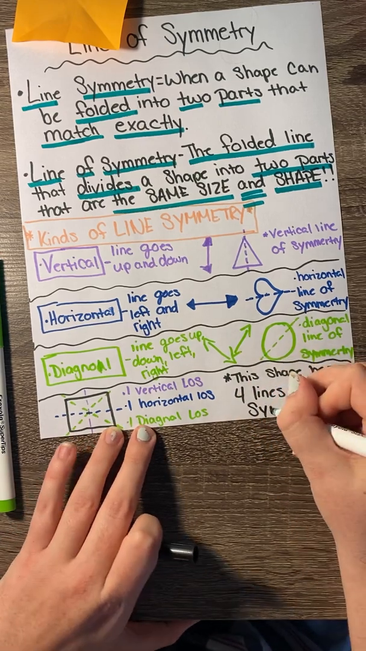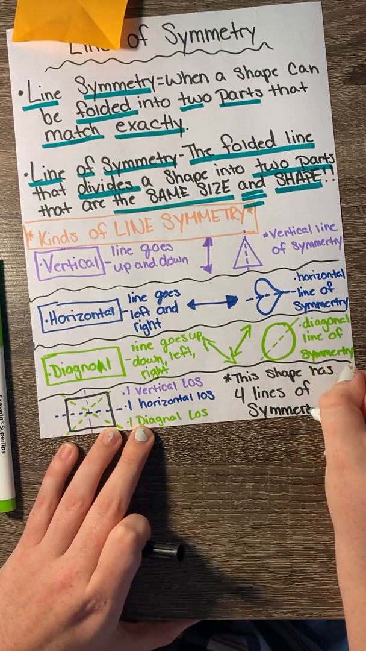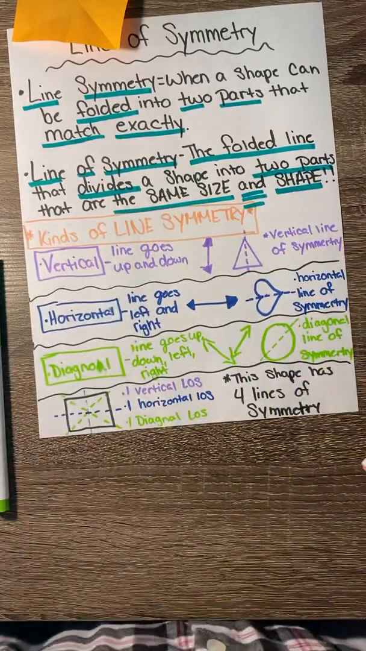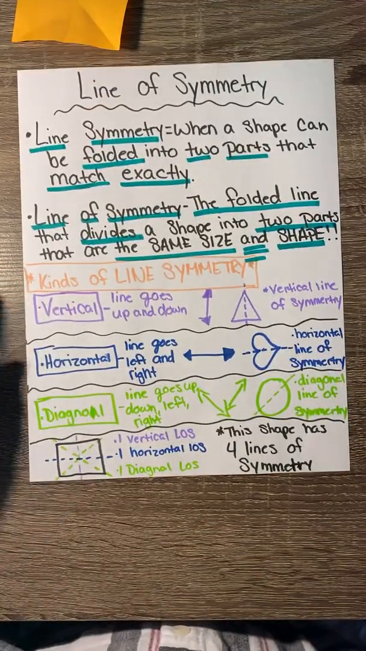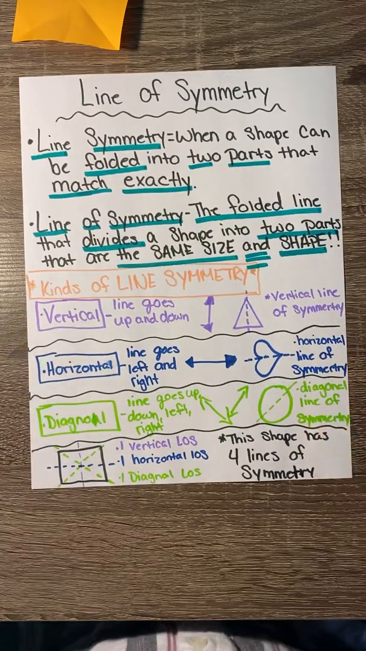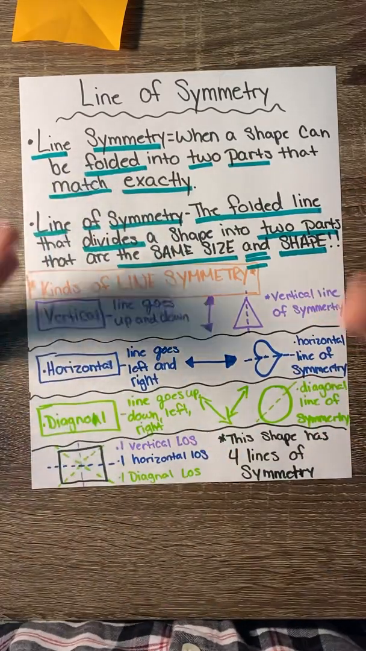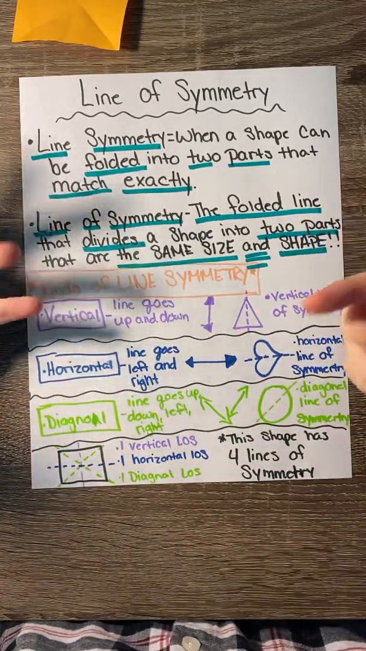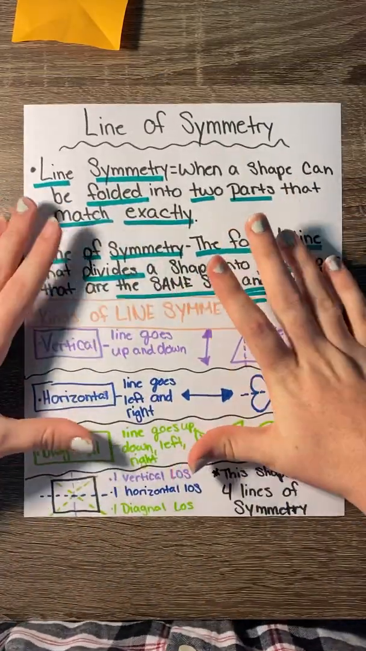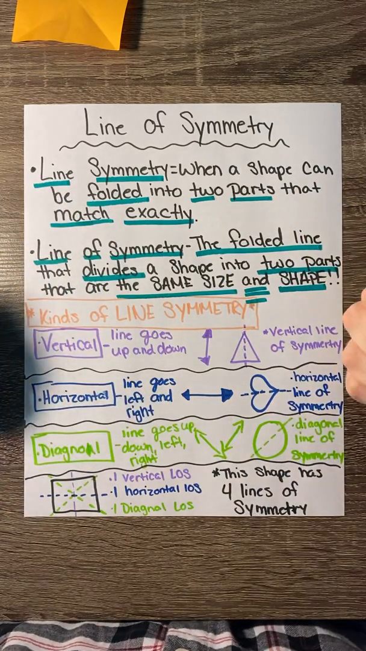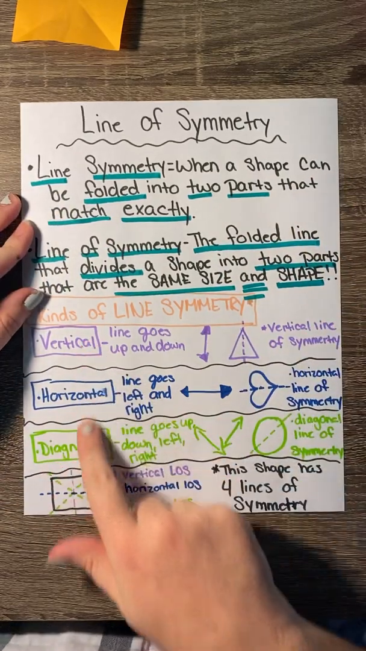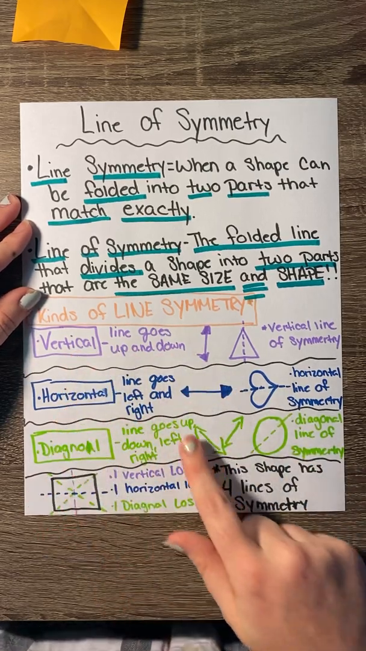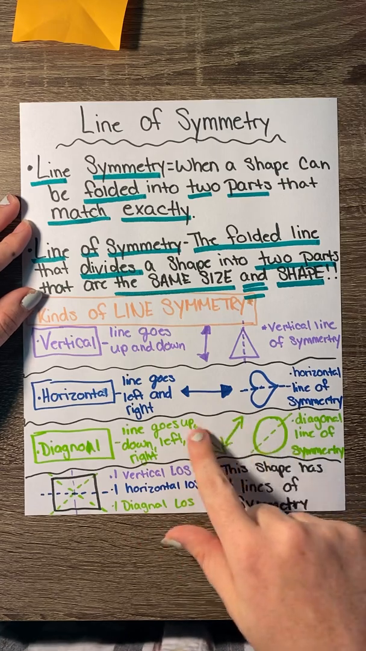You're going to have some activities now where you have to find the lines of symmetry for some shapes. I'm going to let you guys do that. Make sure you look at it carefully, and if the sides aren't the same size or the same shape, then it's not going to have a line of symmetry, okay? If it does, you have to figure out what kind it is. If it's up and down, vertical; side to side, horizontal; and up and down like this, diagonal.